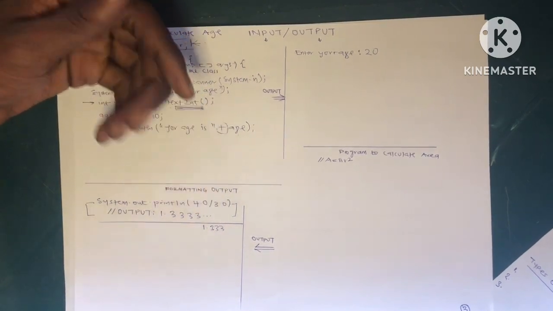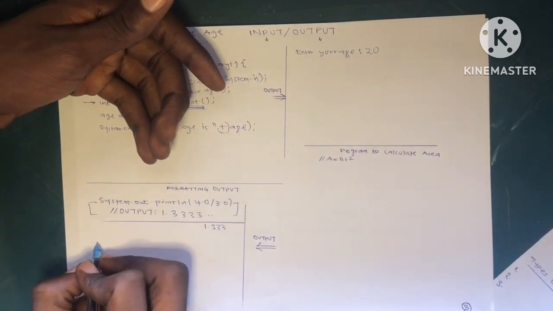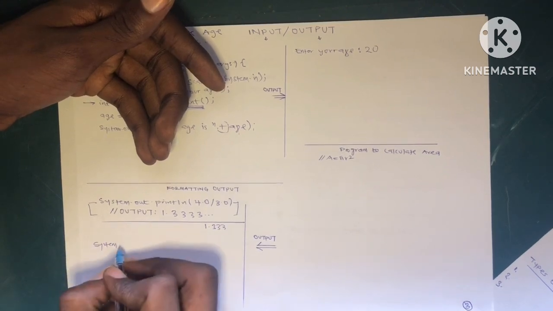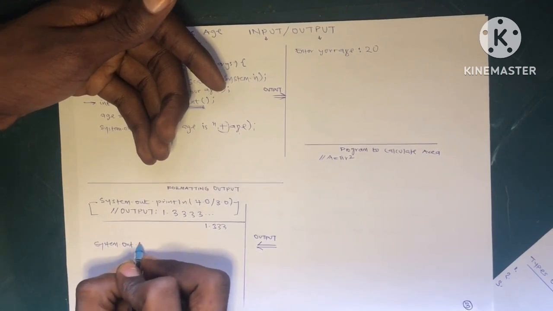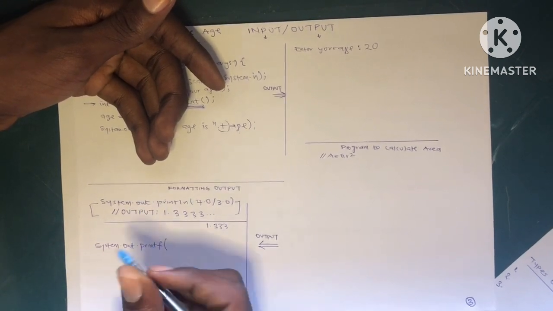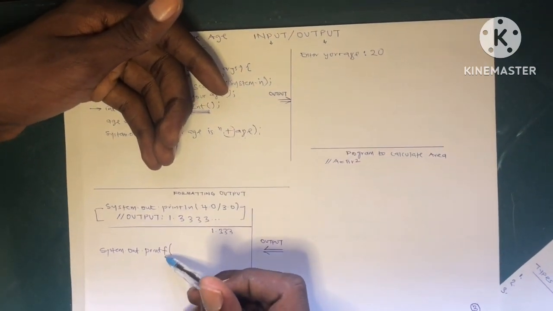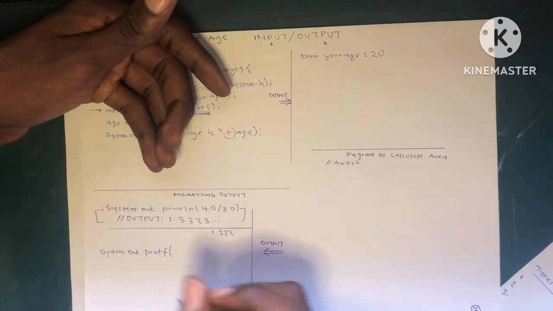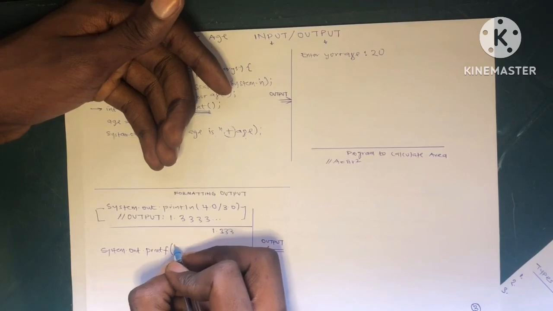Now to do that, we have to format our output, and Java provides us a way of doing that. And one way of doing this is this. First, you say system dot out dot printf. Now, do you know what f means? F means format. Print a formatted value of this.